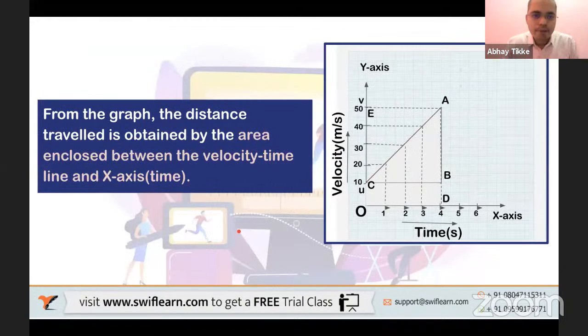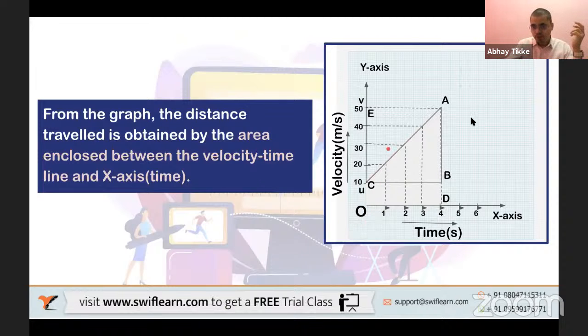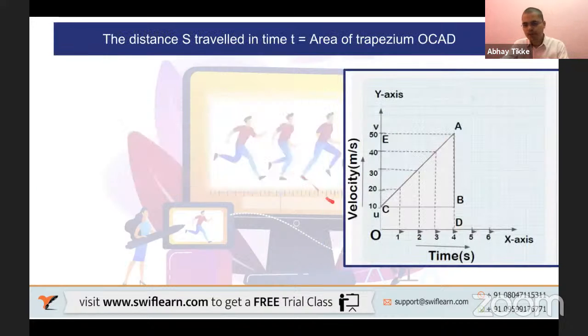Now let's go ahead. From the graph, the distance traveled is obtained by the area enclosed between the velocity time line and the x-axis, right? So now we have to find the area. Remember, we found the area in the last class also, right? Same we have to do here also. I know you know. This is OCABDO. This is your trapezium, right?